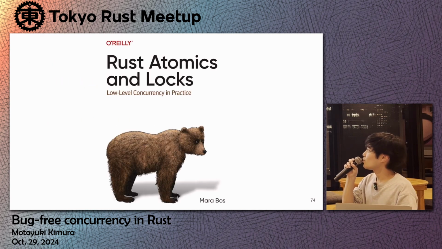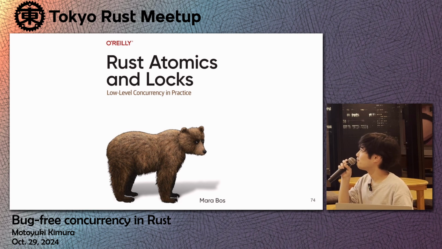By the way, if you want to recap memory ordering or thread API kind of stuff, I would recommend this book. It is really detailed and well explained, and I would highly recommend reading it.